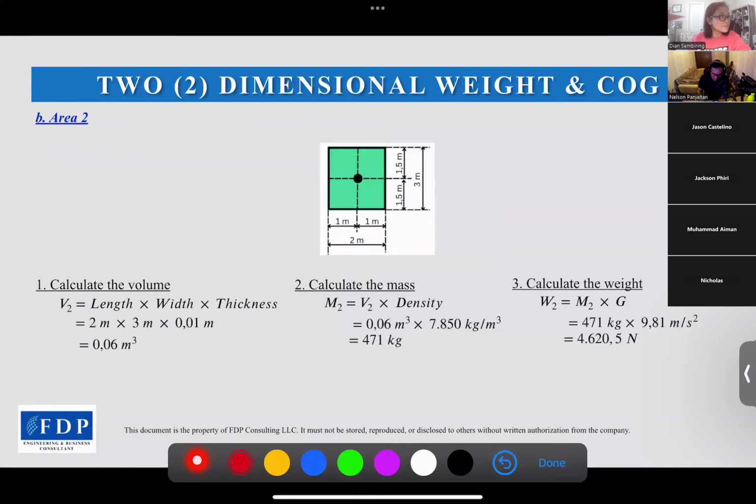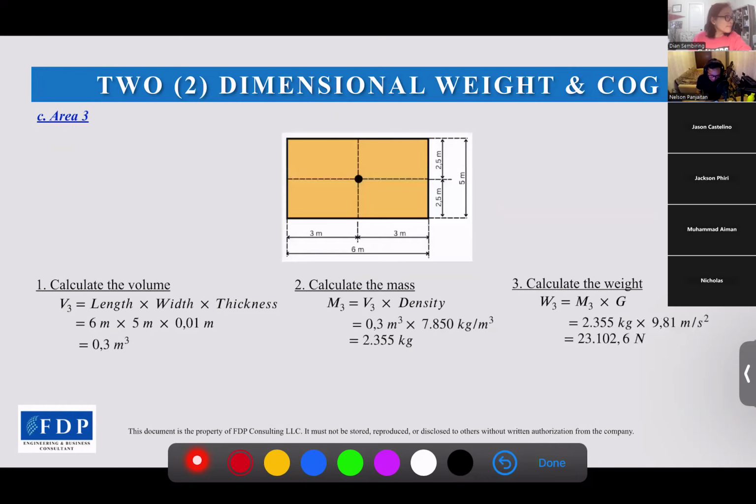And then continue with area 2. Area 2 is the green one. The green color is 2 meters times 3 meters. We check the volume. The volume is 2 meters times 3 meters times 0.01 meters for the thickness. Then we get the volume is 0.06 cubic meters. And then the mass, volume times density, we get 471 kilograms. And then we continue with the weight. Weight is mass times gravity. We got 4,620.5 newtons. That's for area 2.